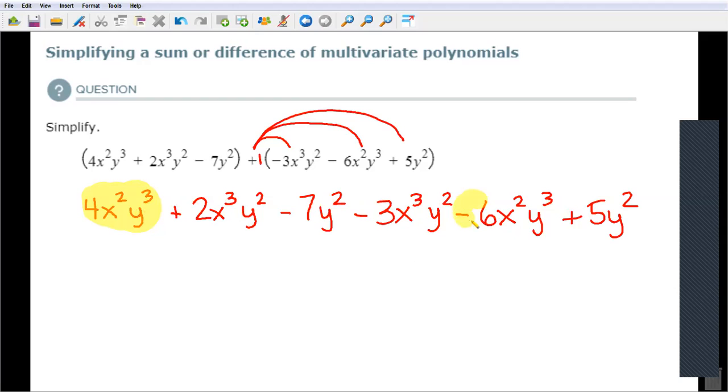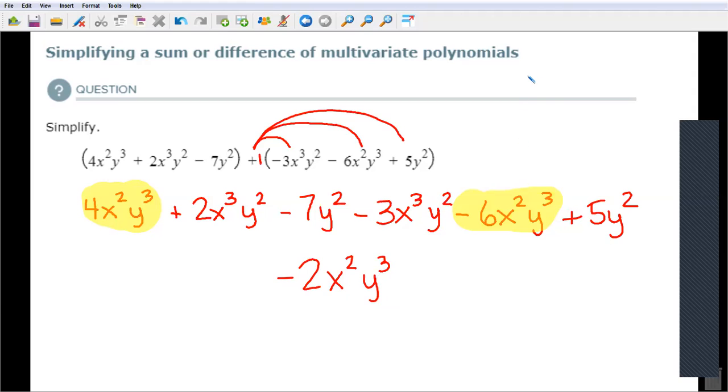And then if we go here, we see this fifth term here has the same combination of variables and exponents. So I've got 4x squared y to the third, and I subtract 6x squared y to the third. So if I've got 4 of something and I subtract 6, that leaves me with -2. And when I do that, I don't change the exponents at all.